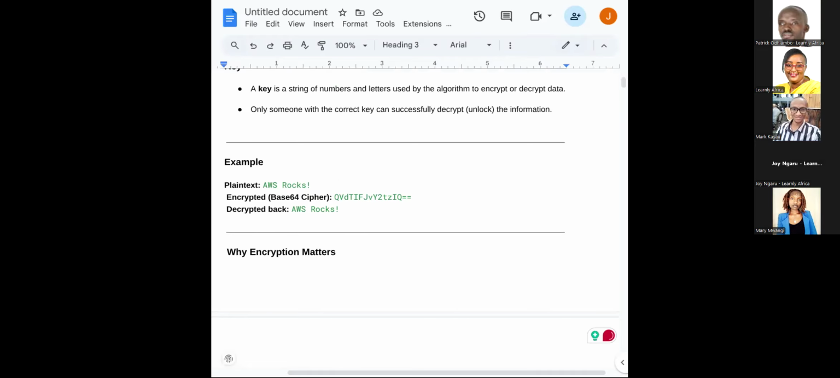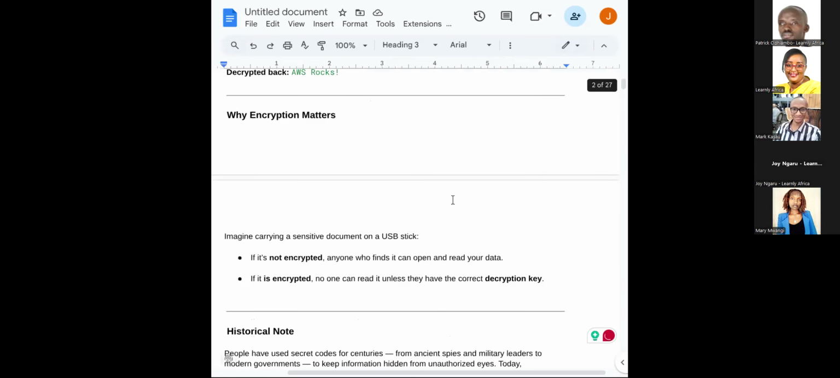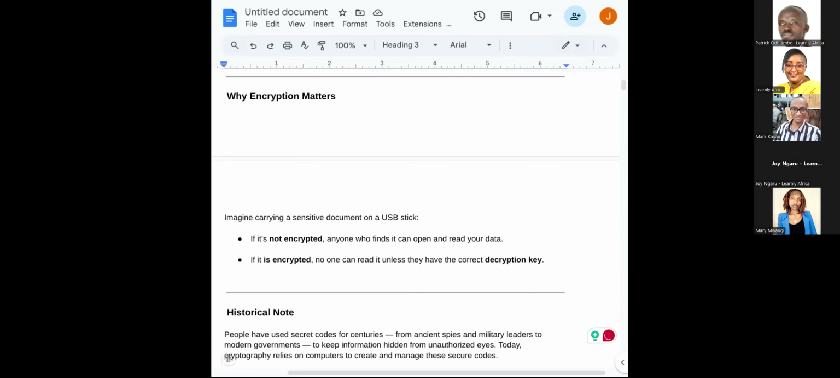Thank you, Gideon. So why is encryption important? Number one, encryption will ensure that only those who have the key can be able to open and understand and read your data. All right. If you do not have a key, you cannot understand. For example, let me ask you about this word.